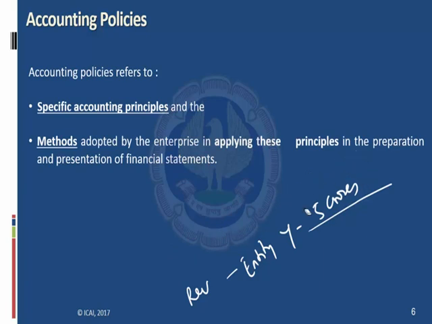So specific accounting principles means, like Accounting Standard 10, the standard on fixed assets. The name of the standard is Property, Plant and Equipment. It allows an entity to use a cost model or a revaluation model accounting policy for valuation of fixed assets. So the accounting principle is either using a cost model or revaluation model. Then the methods adopted by the entity in applying those principles. So if the entity is applying a revaluation model, then what are the methods the entity has adopted for valuation of that particular fixed asset?